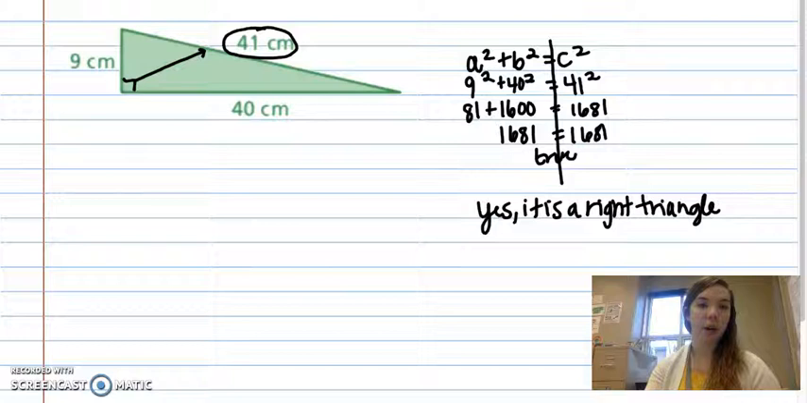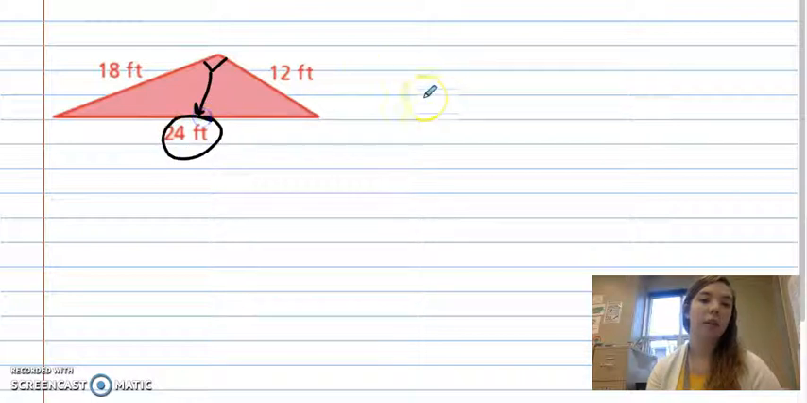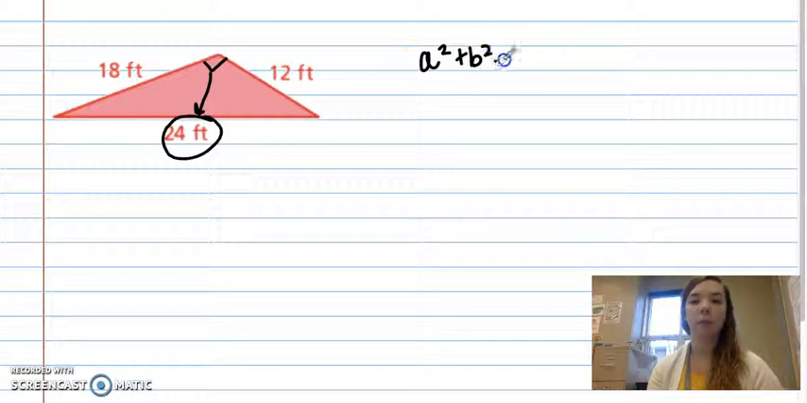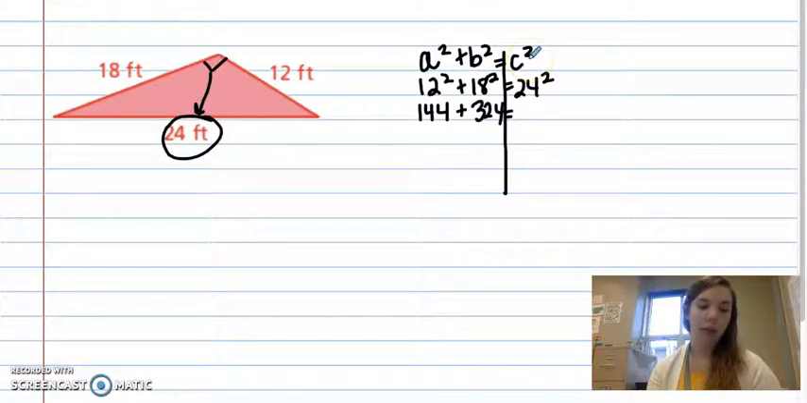Okay, this sentence right here is your answer. All right, so let's try another. Again, first thing you want to do is identify your hypotenuse. So in this case, it'd be 24. It's the biggest number. So I'm going to start with my equation. And then I'm going to do 12 squared plus 18 squared equals 24 squared. So this is going to be 144. 18 squared is 324. And then 24 squared is 576.